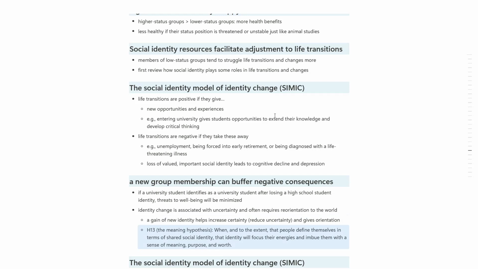And this is related to hypothesis 13: to the extent that people define themselves in terms of shared social identity, that identity will focus their energies and imbue them with a sense of meaning, purpose, and worth. So by identifying with a new identity, you can gain meaning in your everyday life, you can also have purpose in your life, and you can gain worth, like value in your life. Okay.